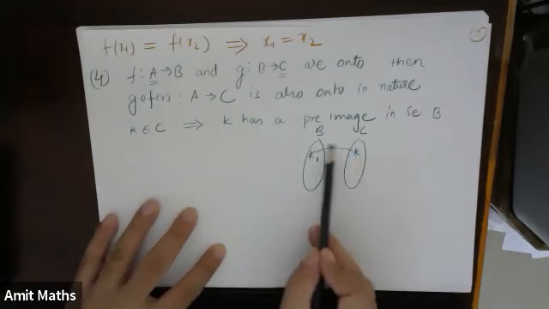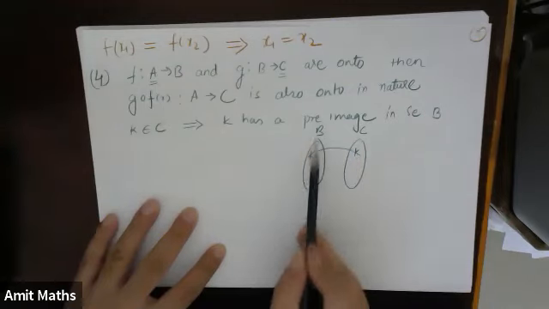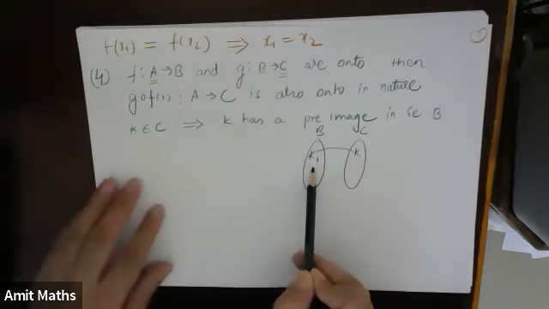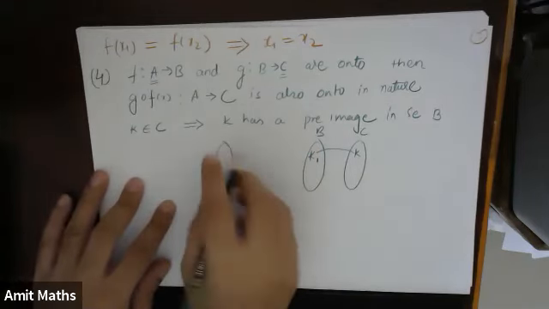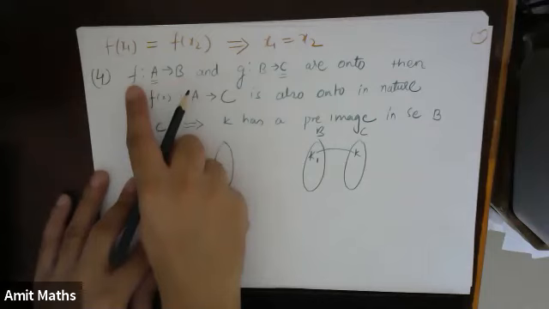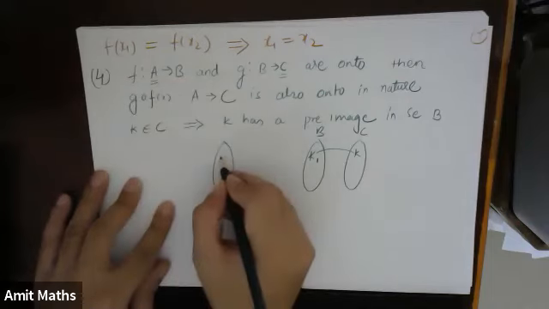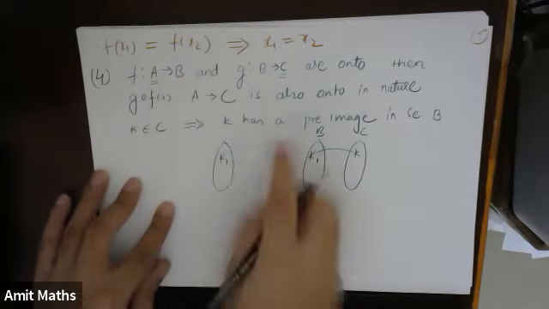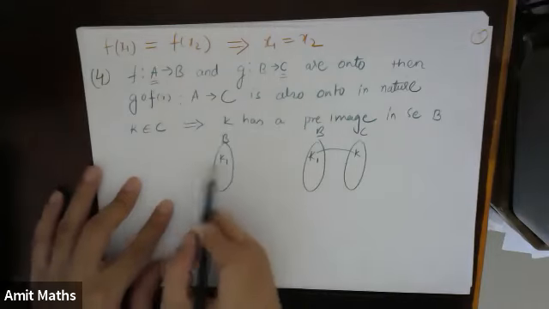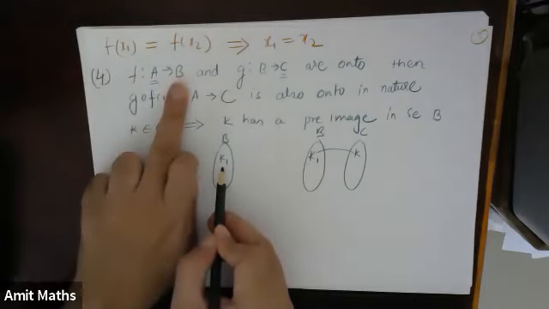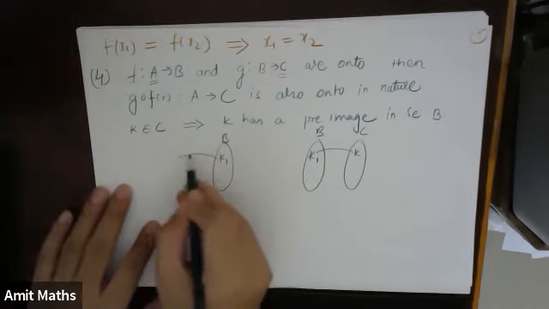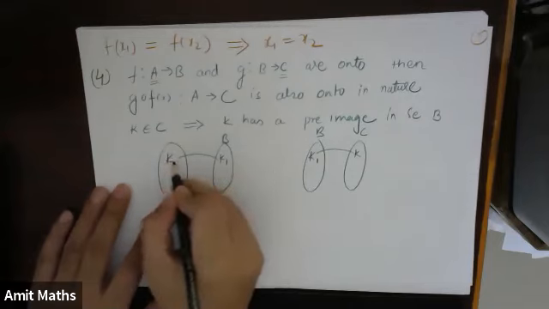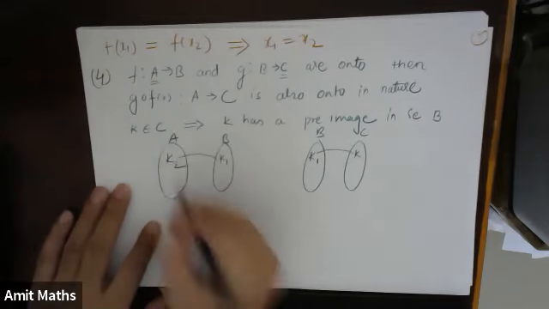So this K will always have a pre-image in set B. Now this set B is the set of elements, the range of f(x). Let's take it as K1. So this K1 is also lying in B. If this is the codomain of f and it is an onto function, then this K1 should also have a pre-image in which set? This K1 should also have a pre-image in set A, that is K2.